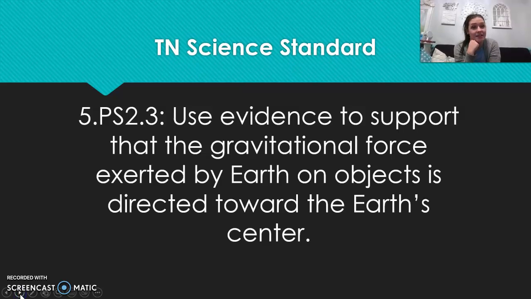The Tennessee Science Standard that we will cover is 5.PS2.3. It states to use evidence to support that the gravitational force exerted by Earth on objects is directed towards the Earth's center.